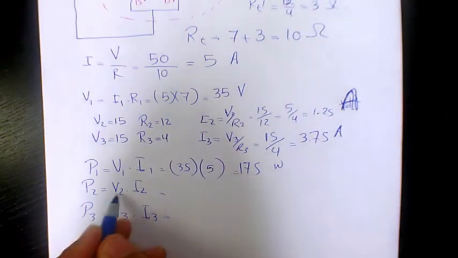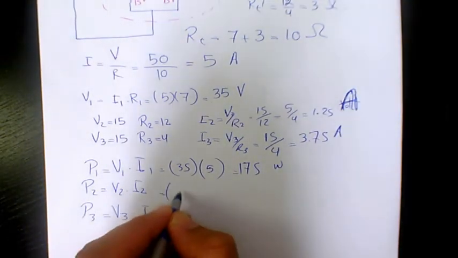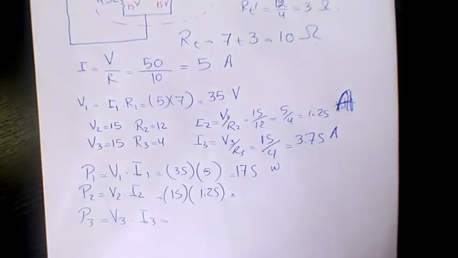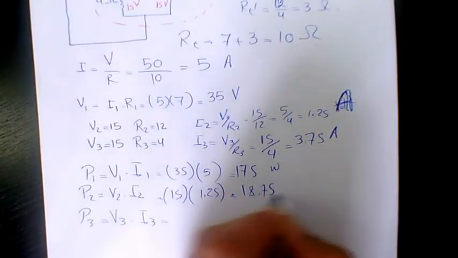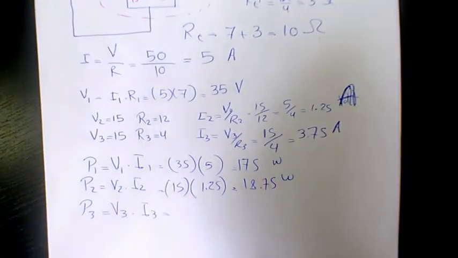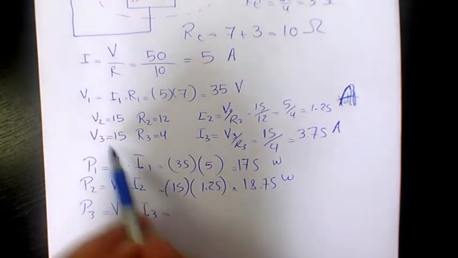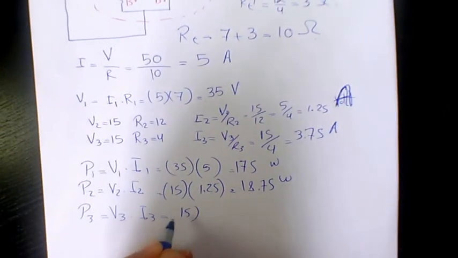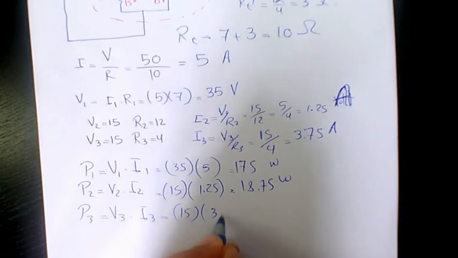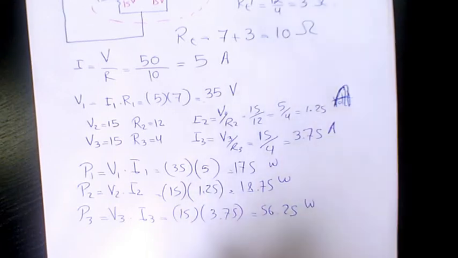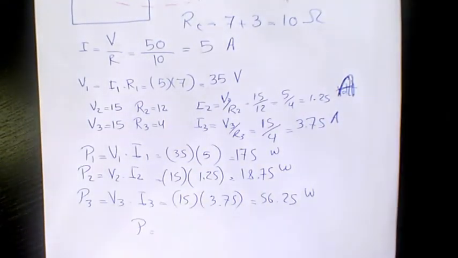P2 is V2 I2. V2 is 15, I2 is 1.25. That's going to be 15 times 1.25. It's going to be 18.75 watt. And V3 times I3, that's going to be 3.75 times 15. That's going to give me 56.25 watt.